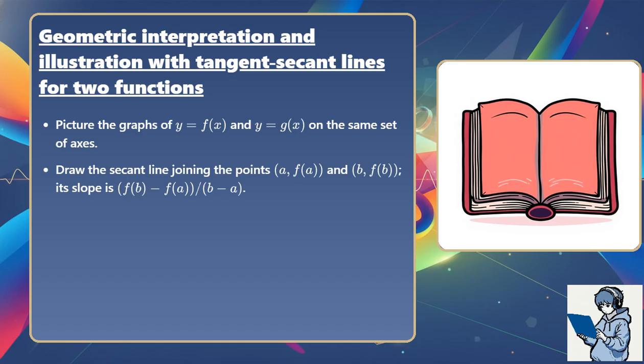Draw the secant line joining the points (a, f(a)) and (b, f(b)). Its slope is (f(b) minus f(a)) divided by (b minus a). Do the same for g.